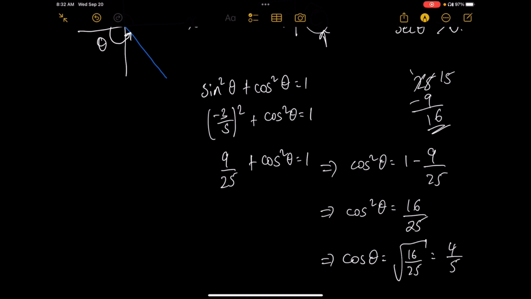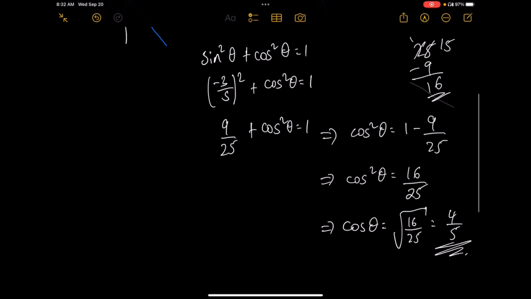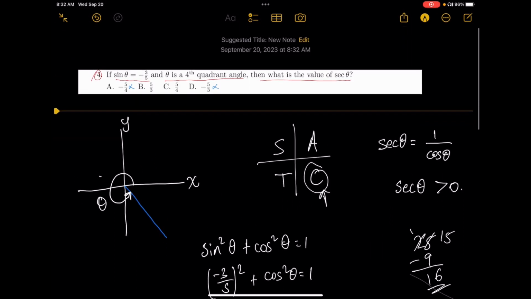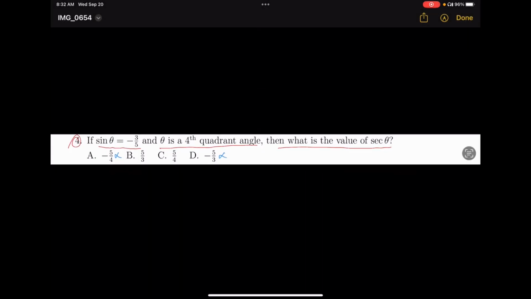Okay, we found cosine of theta is 4 over 5. Then sec theta is 1 over cosine of theta, so taking the reciprocal of 4 over 5, the answer is 5 over 4. The answer is C.